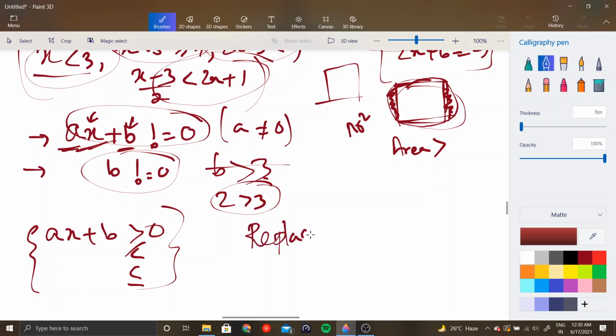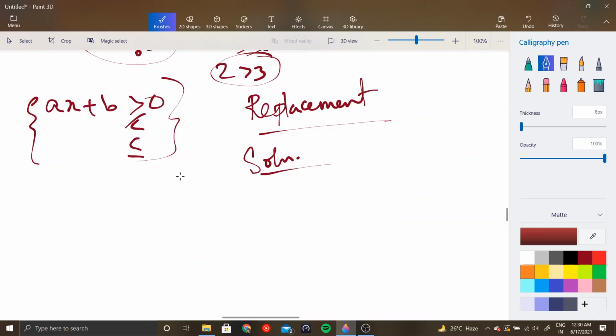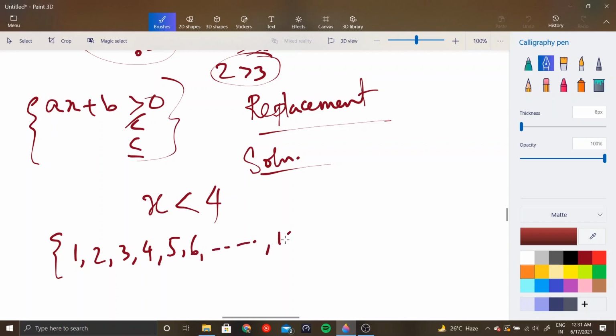Now, there are two sets. One is a replacement set and one is a solution set. I will not bore you with the definition. Let us just simply understand using an example. Suppose I give you a statement that x should be less than 4, and I give you a range of values: 1, 2, 3, 4, 5, 6, dot dot dot, till 10. Now, I tell you that this is your replacement set. What that basically means is you need to replace the value of x in this inequation by these values. Replace x by 1, by 2, and by 3, and by 4. You need to replace by these values.